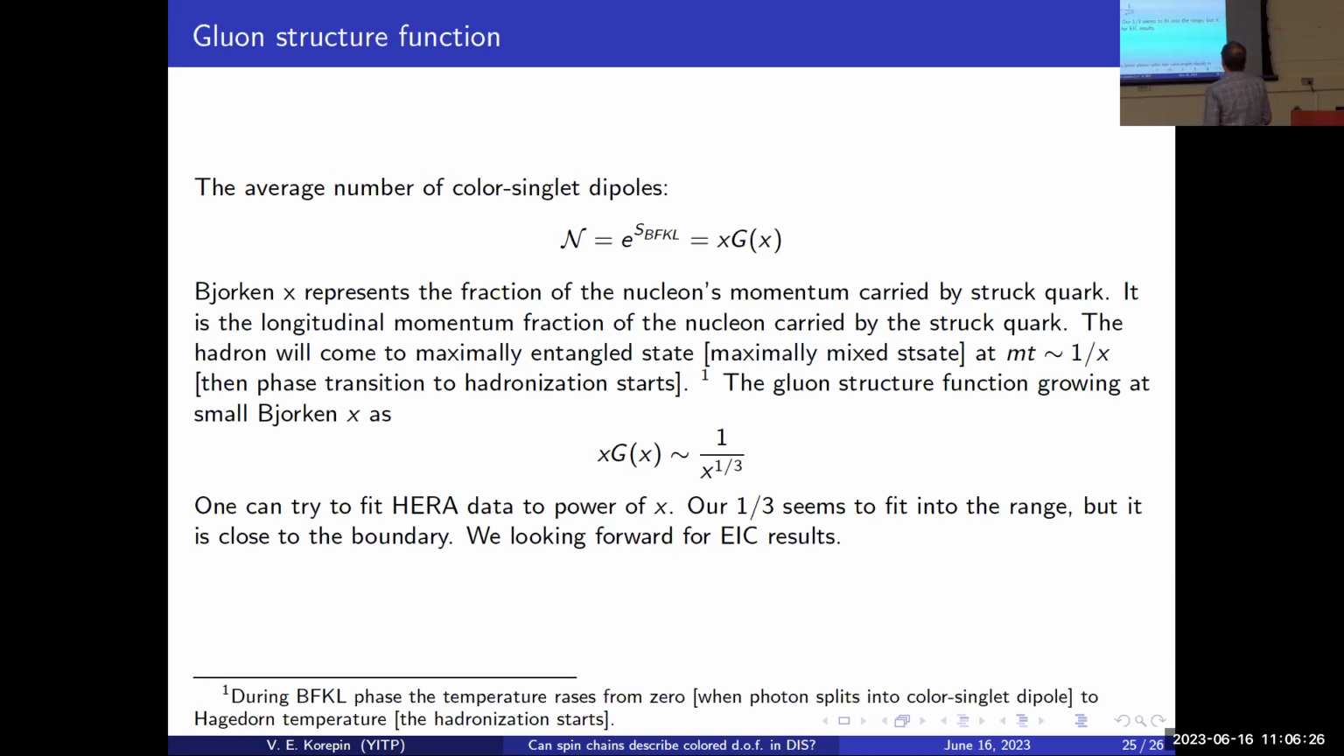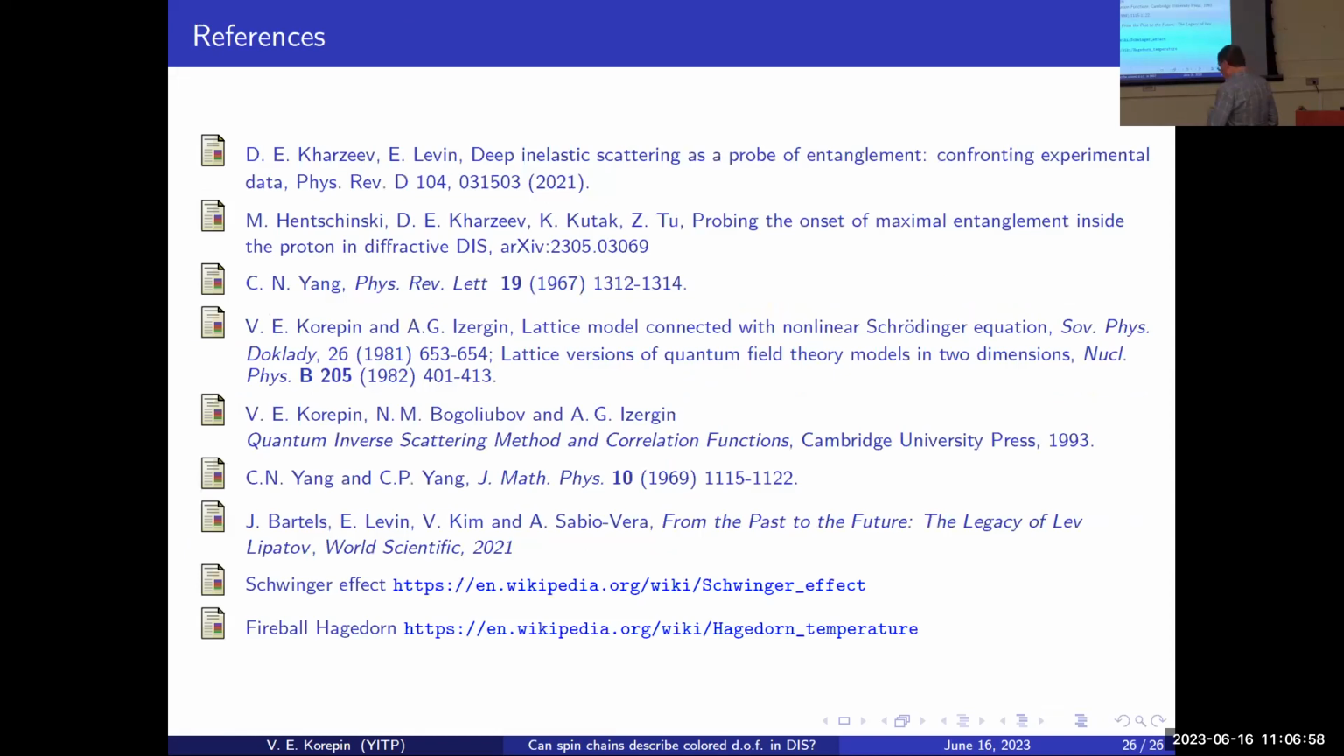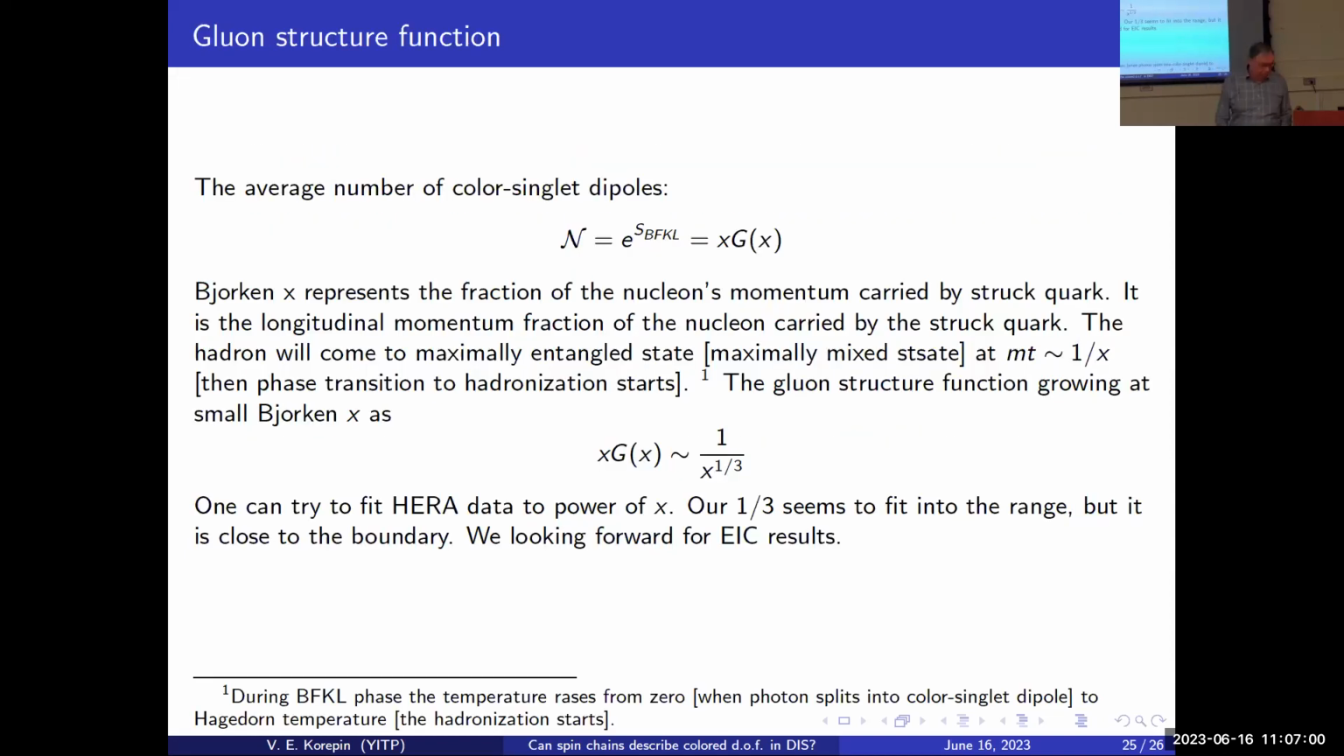So we say that the gluon structure function for small x behaves as x to the power one third, where x is Bjorken x. There is also some thermodynamic interpretation if anybody is interested. One can look into the HERA data, and for small x, the data can be fitted with a power. For the power there's some range, and one third seems to fit into the range, but close to the boundary. So I don't know, maybe later the EIC will clarify. This is actually the end of the lecture.